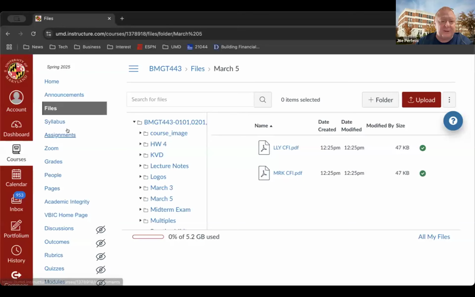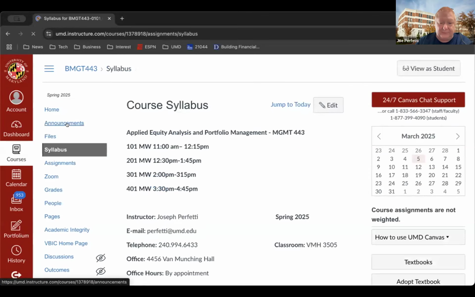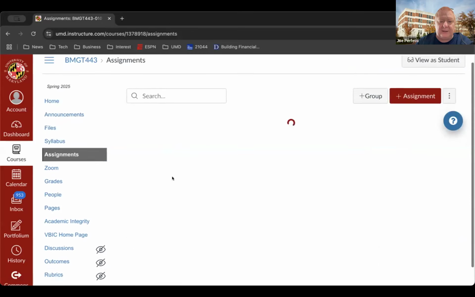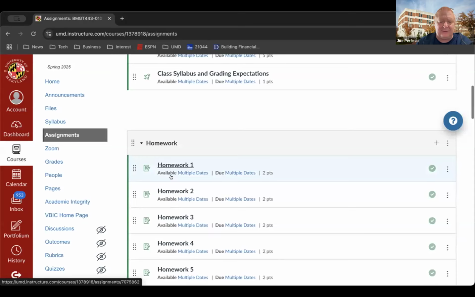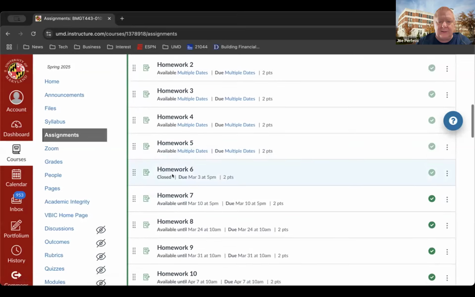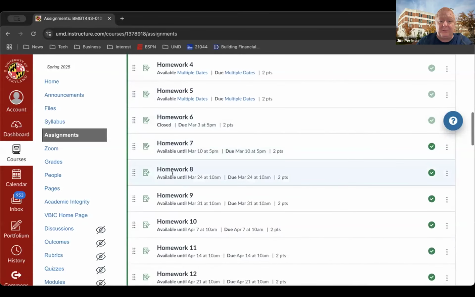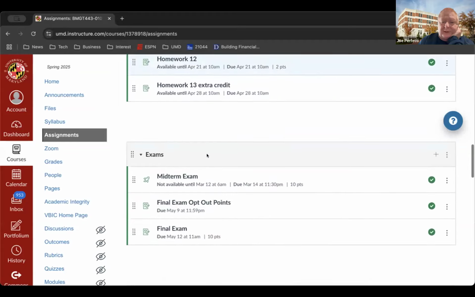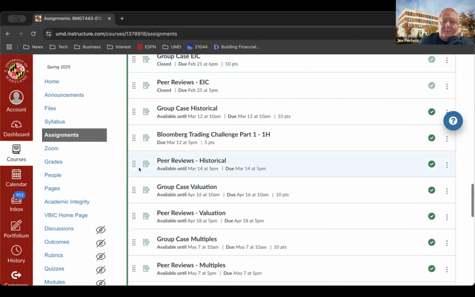So another syllabus adjustment that I made was that because we moved the team project to next Wednesday, which I believe is March 12th, there's still going to be a homework due on Monday, another practice of the historical analysis. And also over here, where you have your peer reviews for historicals, I switched that to the Friday before spring break at 5 p.m. So note that change in deadline as well.